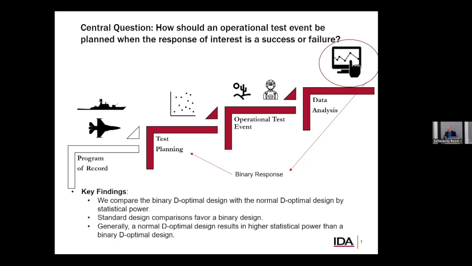And here are some of the key findings. We compared the binary d-optimal design with the normal d-optimal design, and as I mentioned before, we use statistical power to do that. Now, that's not as standard as some of the other types of design comparisons that I'll talk about, and the other types of design comparisons actually do favor the binary d-optimal design. But the surprising result that we found when we were looking at statistical power was actually that the normal d-optimal design resulted in higher statistical power than the binary d-optimal design, despite using logistic regression in the data analysis.